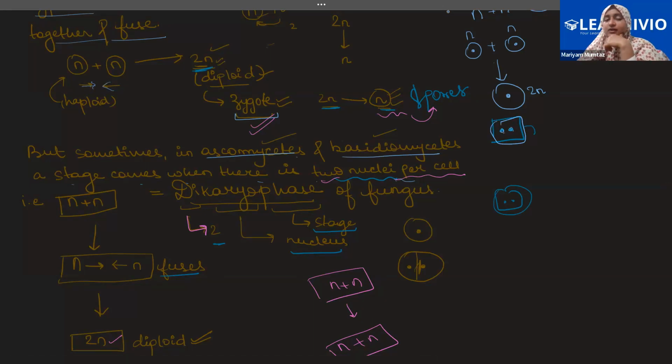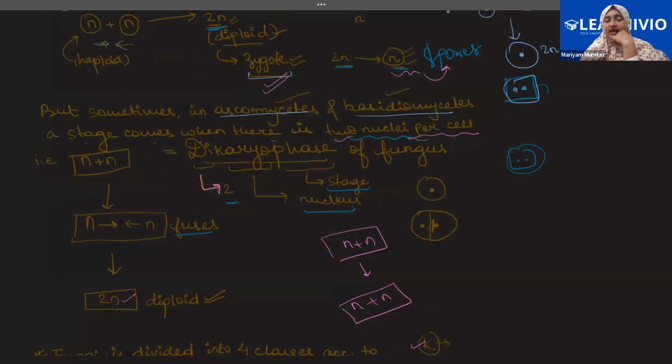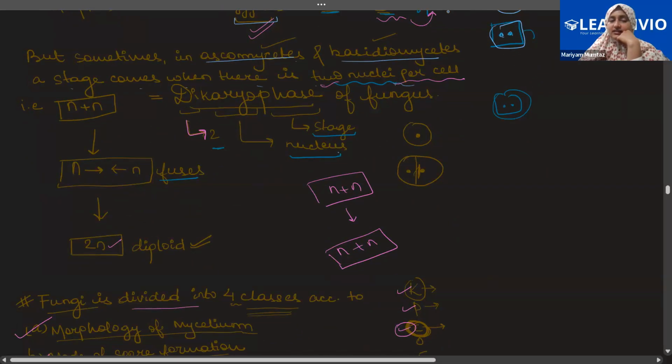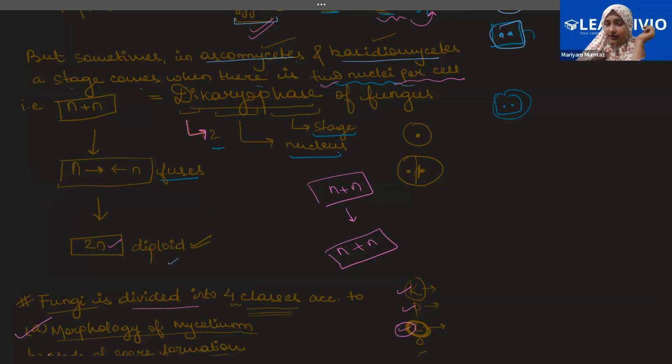And this phase is known as the dikaryophase of fungus. Di means two, karyo means nucleus, phase means stage. So a stage wherein two nuclei are present in the fungus is known as dikaryophase. Then what happens? After that, these two nuclei fuse and become a diploid situation. But for a while, this dikaryophase exists in the ascomycetes and basidiomycetes. This dikaryophase thing is clear to everyone? Any doubts? Yes, ma'am.